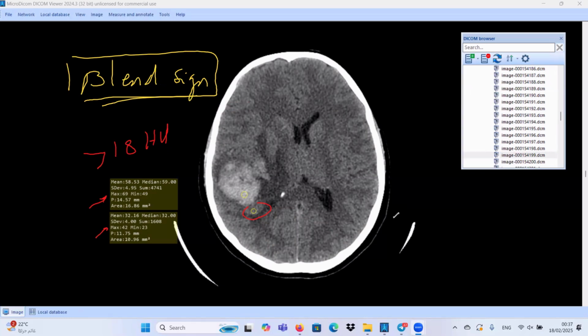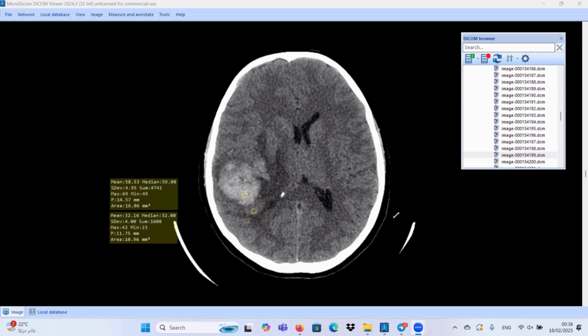Once we have two different densities in the intracerebral hematoma, we can predict that this hematoma may become larger on follow-up, after 24 hours. This is very, very important, and we should take care of it.